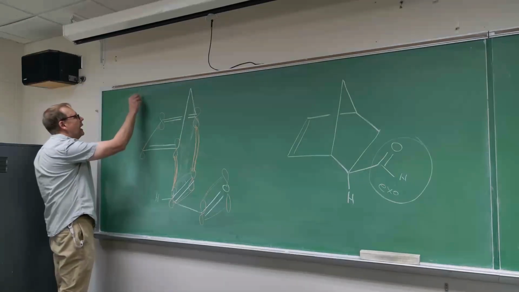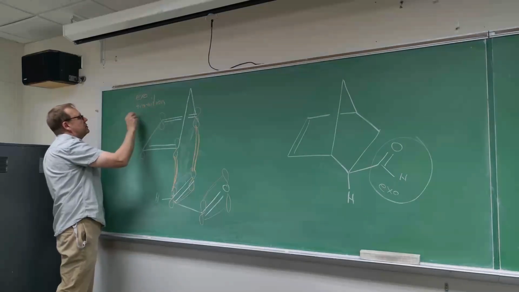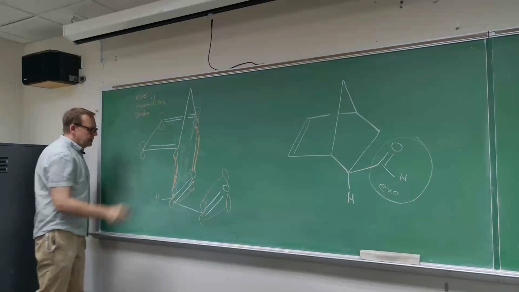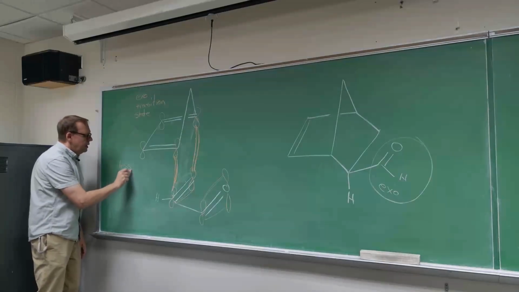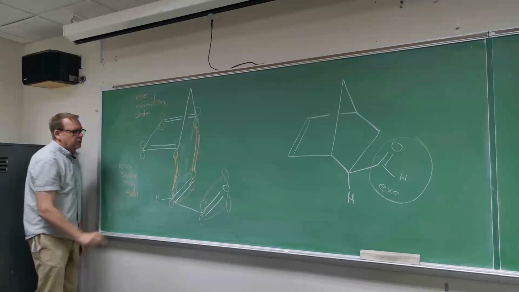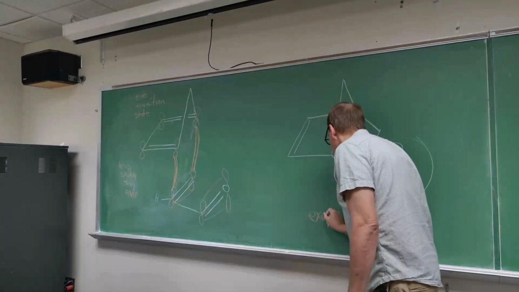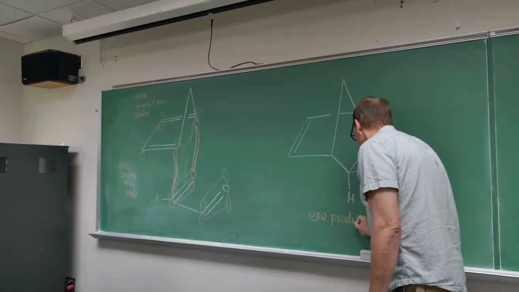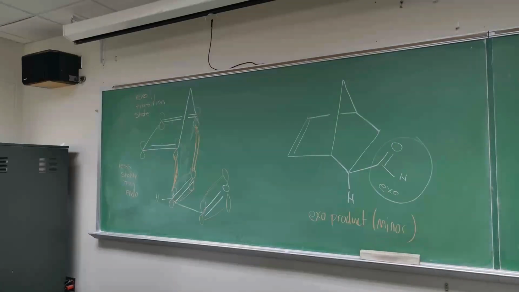So this is an exo transition state. And I'm going to say it is less stable than endo. So it ends up being the minor transition state, and this is going to be an exo product, which is going to be a minor product. Okay, so exo and endo.